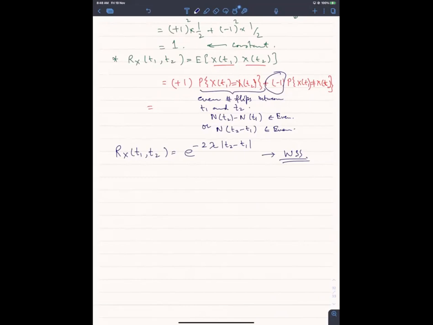So this finishes our discussion of the Poisson random process. It will come back later when we talk about Markov chains, but for now we will hold on to that, and I will finish the discussion on random processes. I'm going to talk about Gaussian random processes, GRP.